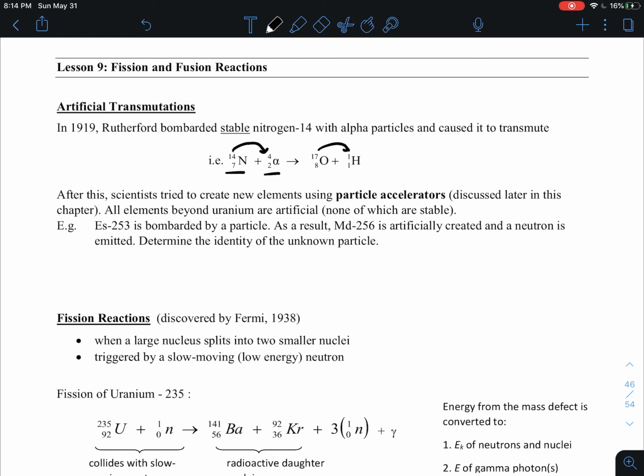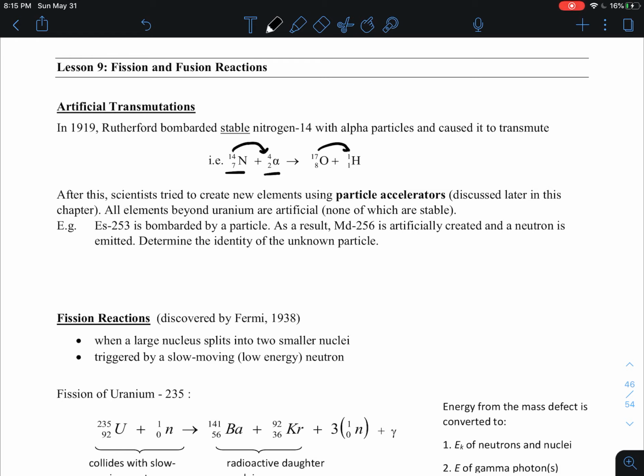So it says ES, Einsteinium, maybe? I'll have to double check. 253 is bombarded by a particle. As a result, MD256 is artificially created and a neutron is emitted. Identify the unknown particle. So hit by a particle to produce.